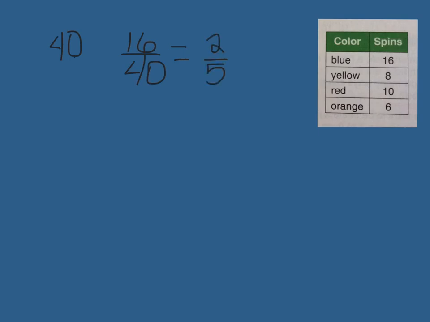Then we need to multiply 100 by this experimental probability, because we're trying to figure out, if I spun it 100 more times, what would I end up with? So 2/5 times 100, and I'm going to put that over 1 so that they're easy to multiply. I can reduce my 5 to 1, and 5 goes into 100 20 times. So now I have 20 times 2, which would equal 40. So I would predict to spin blue about 40 times in the next 100 spins.